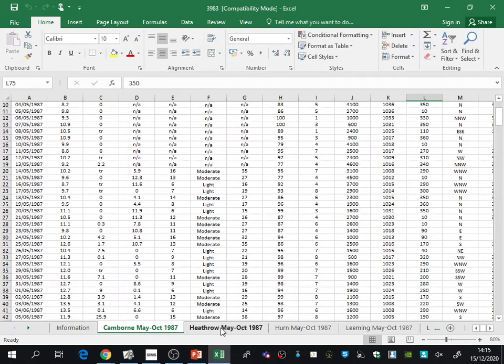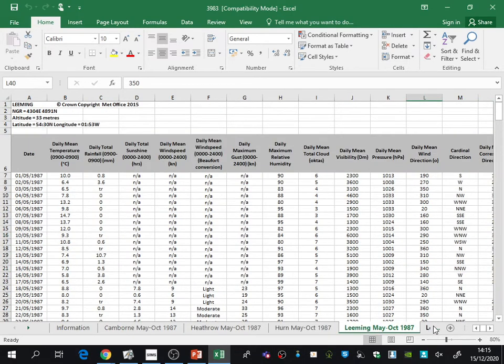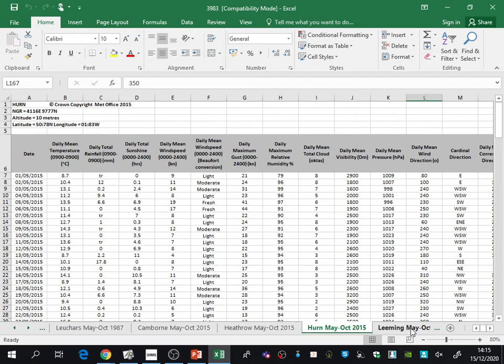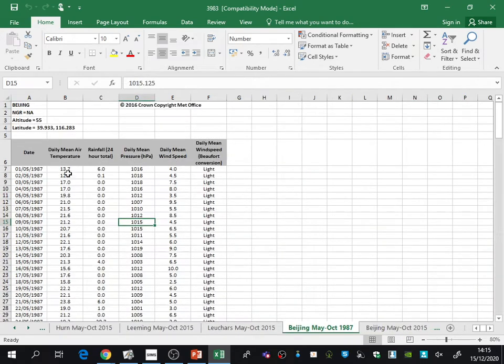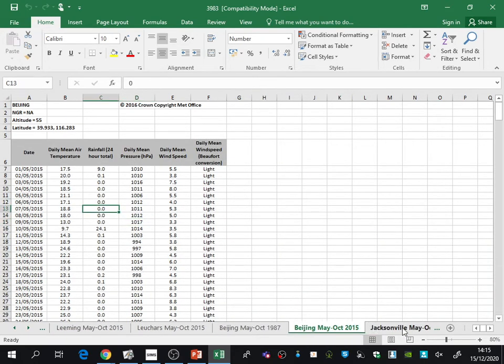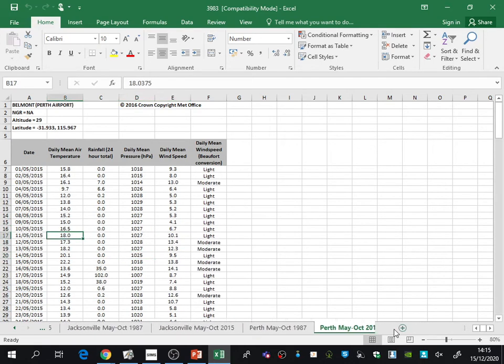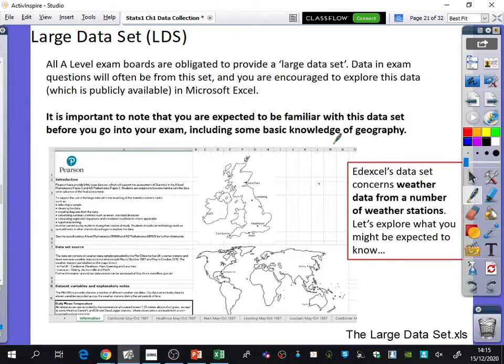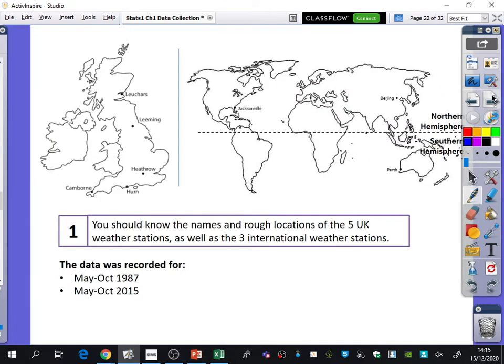You'll see along the bottom that you've got it for different locations, and there are many, many different sheets as you go along. They've even got some international destinations like Beijing, Jacksonville, and Perth as well. Across the course, we're going to be engaging with some of these things. But for now, we're going to try and familiarize ourselves with what is actually here. You won't like this, but lots of this stuff you do actually need to know off by heart.